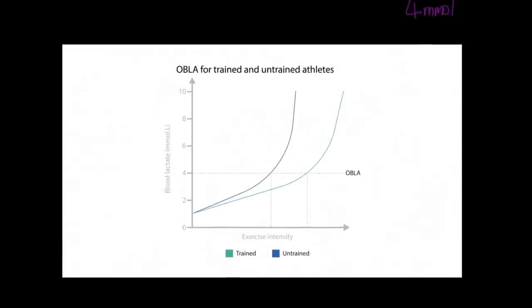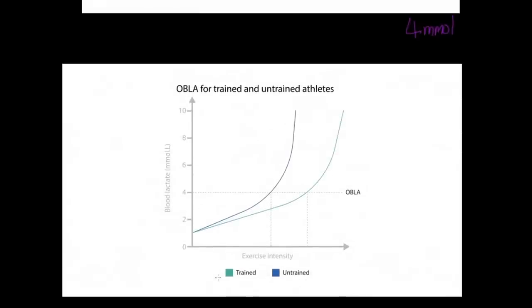Let's have a look here. What have we got? The key thing is on the x-axis here, we've got exercise intensity, which is, imagine it like a ramp test, it's increasing bit by bit, gradually, one thing at a time. So what we find here is that at lower intensities of exercise, let's focus on our trained athlete, the green first, yes, blood lactate is increasing, but the point we want to make here is that it doesn't start to increase rapidly, a more vertical accelerated curve, until we hit that 4 millimoles. So this here is the point of OBLA for our trained athlete.